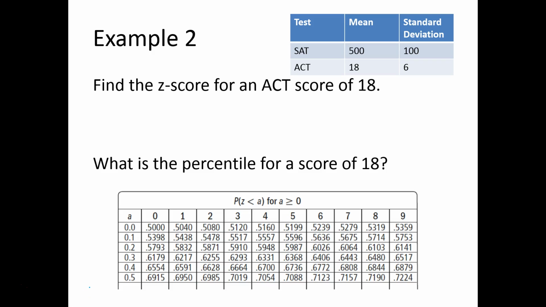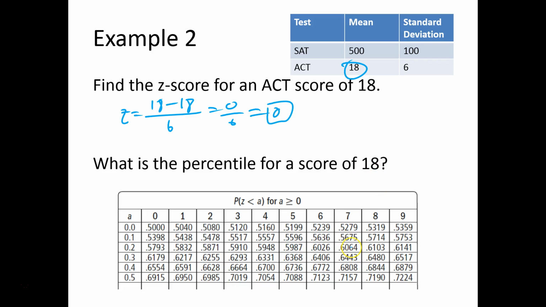So here we have the z-score for an ACT score of 18. Well, that's not going to be too bad because the average is 18. So make a hypothesis. What is that z-score going to be if we're right on the average? How many standard deviations away from the average are we? It should be 0. Well, let's do the calculation. So z will be our x value, 18, minus our average, which is 18, divided by the standard deviation, which is 6. That's 0 over 6, which is indeed 0.